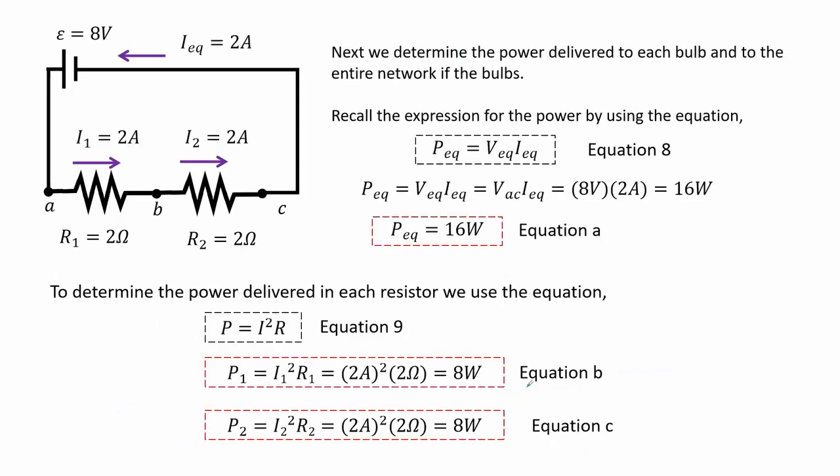Next we determine the power delivered to each bulb and to the entire network of the bulbs. Recall the expression for the power by using equation 8. We see that the equivalent power is 16 watts as shown in equation A. To determine the power delivered in each resistor, we use the equation 9. We see that the power on resistor 1 and 2 are the same, and they are 8 watts as shown in equation B and C.